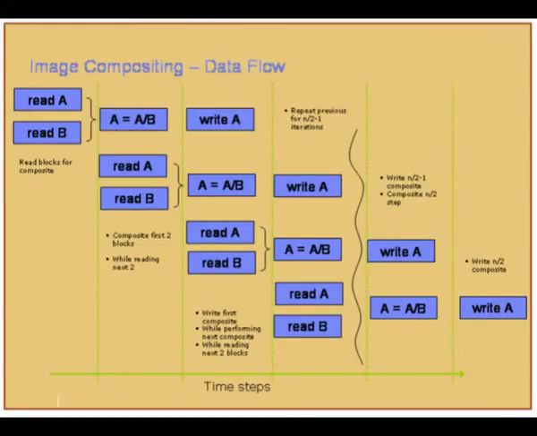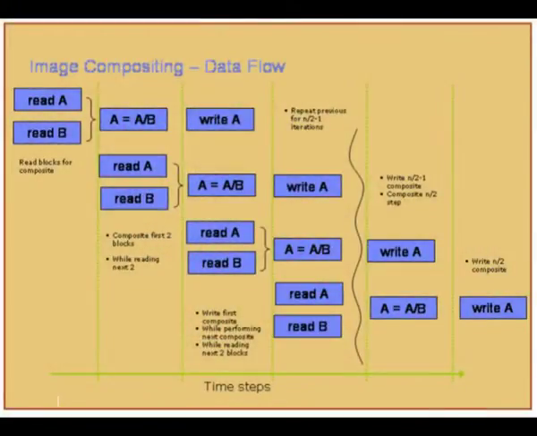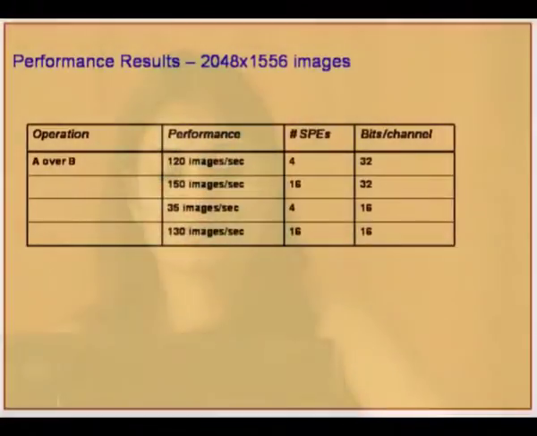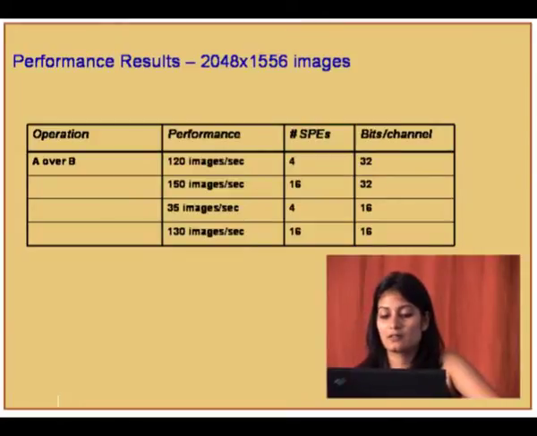At the same time, we try to do the next two blocks from the images A and B. While you're doing the write, you're doing the compute on the next 2 blocks, A equals A by B. And at the same time, you're initiating another DMA operation. So this is how we bring out good performance in some applications. And these are the performance results: 120 images per second for A over B with 4 SPEs, and there are some more numbers for more images also.